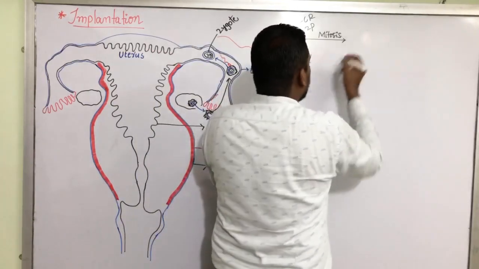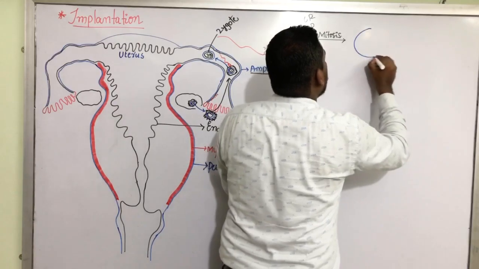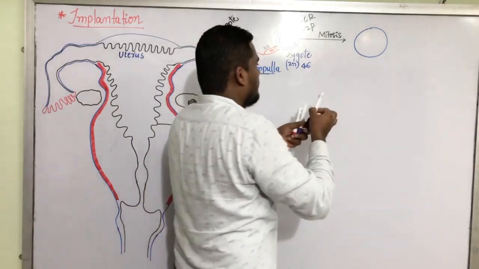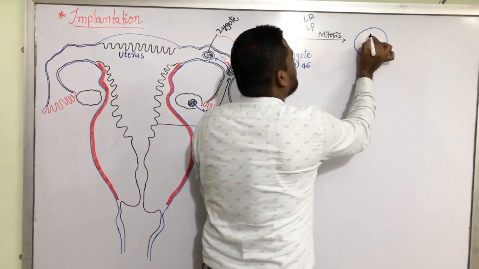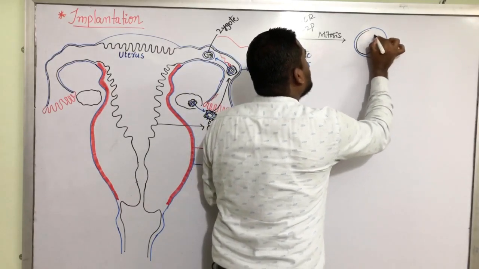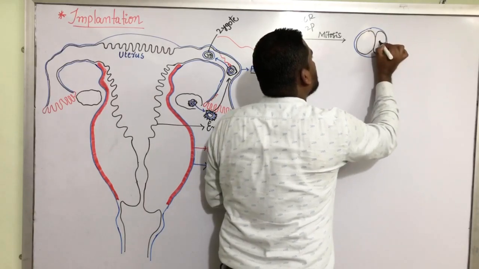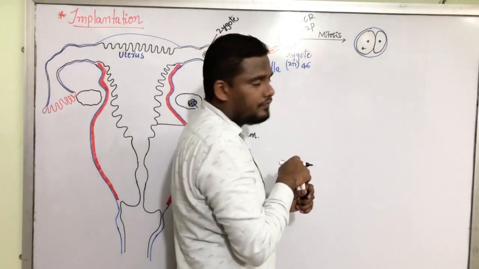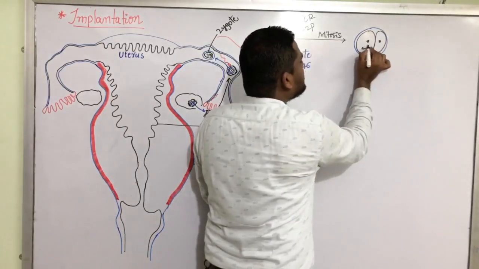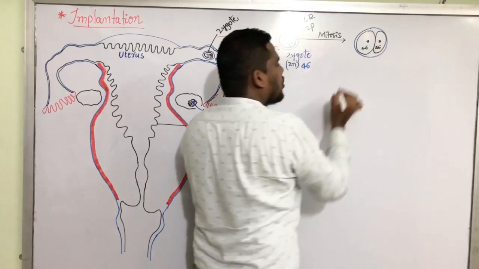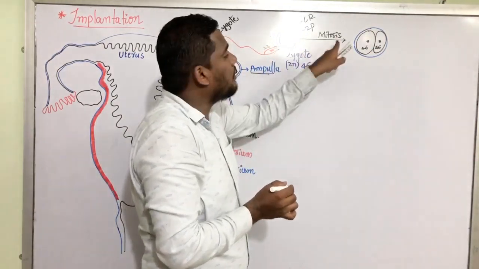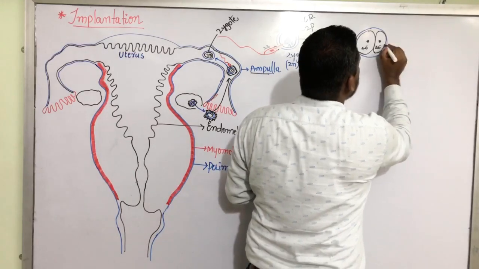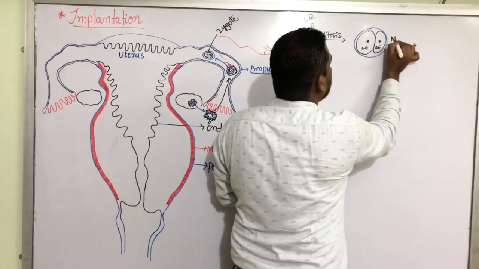This cell undergoes mitosis. Let us draw the zona pellucida first. Zona pellucida is still there, but the corona radiata is dissolved after fertilization. This cell undergoes mitosis. As a result, two cells are formed. These two cells are the daughter cells of this zygote and they divide by mitosis. That means each daughter cell consists of an equal number of chromosomes as that of the parental cell, because mitosis is an equational division.